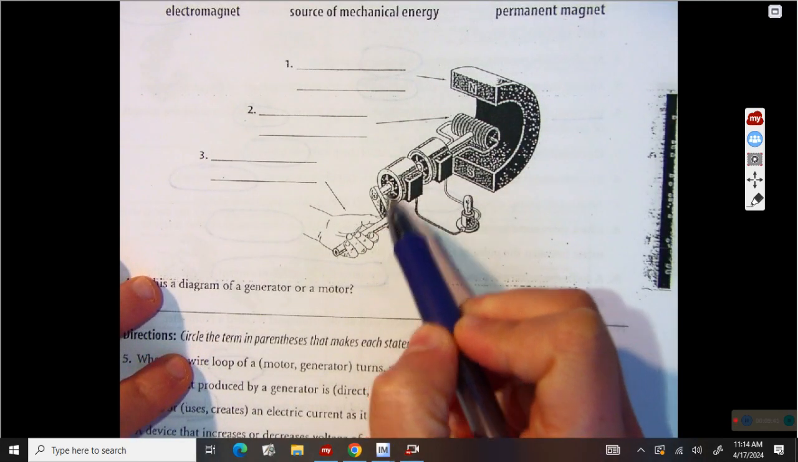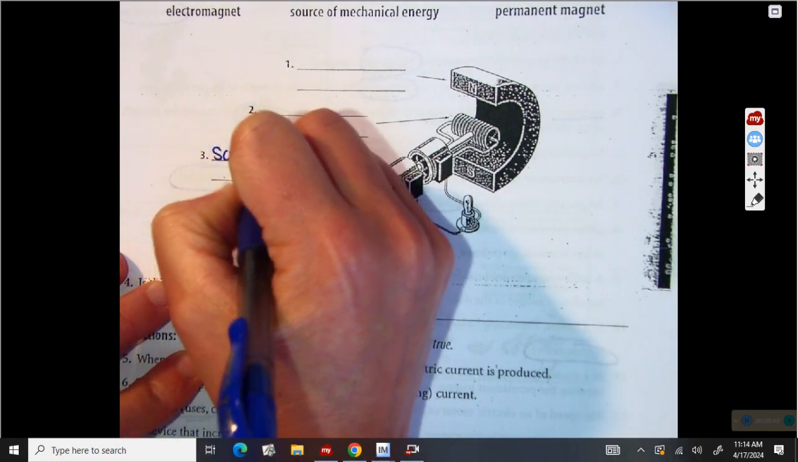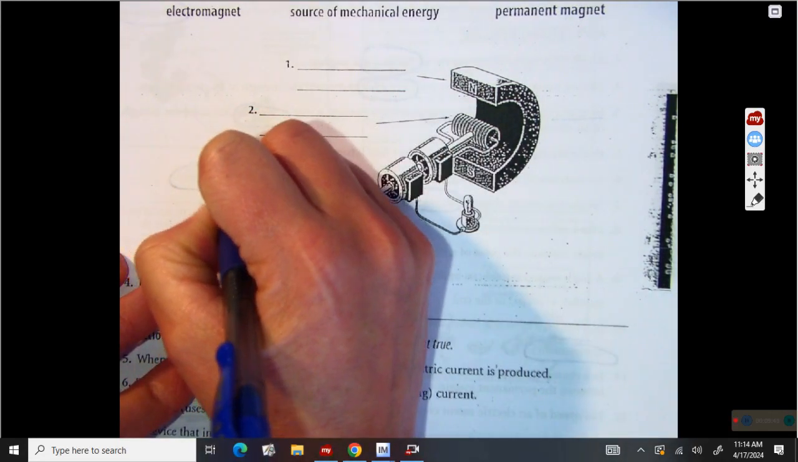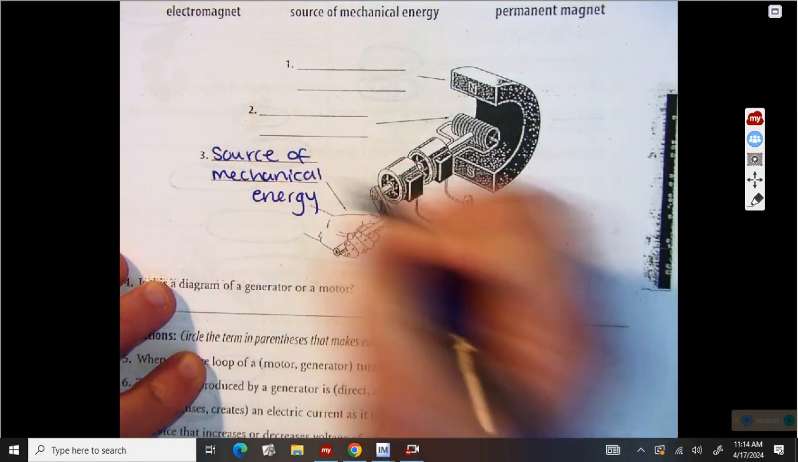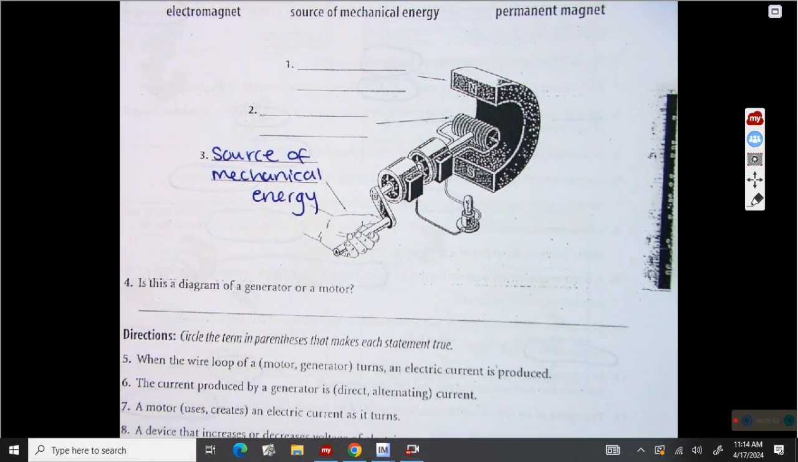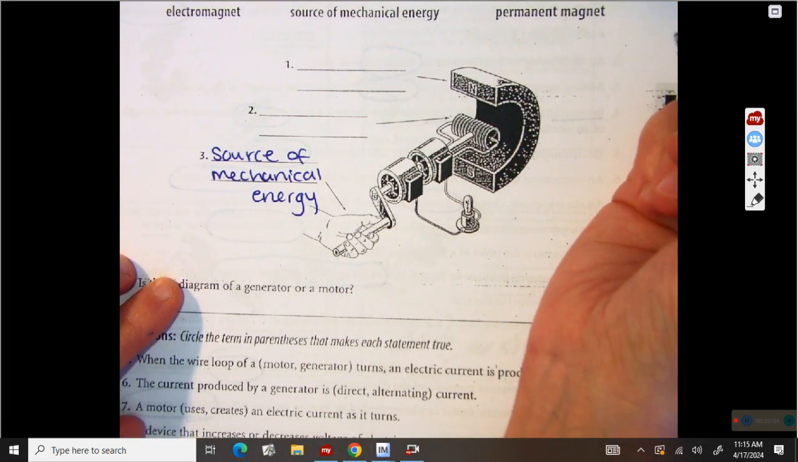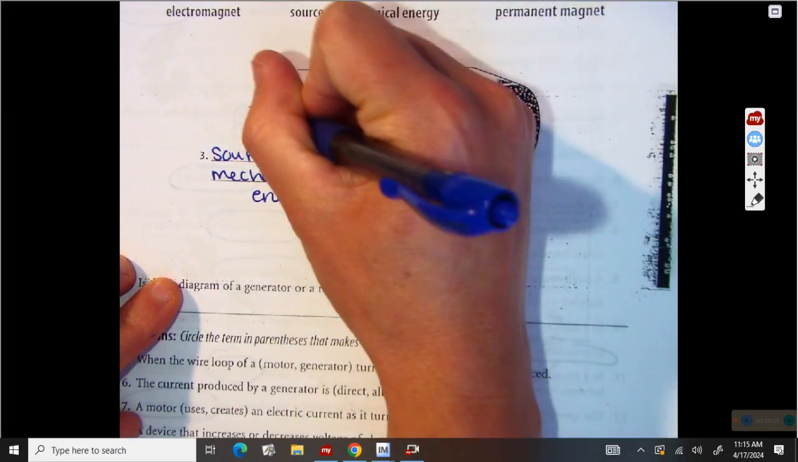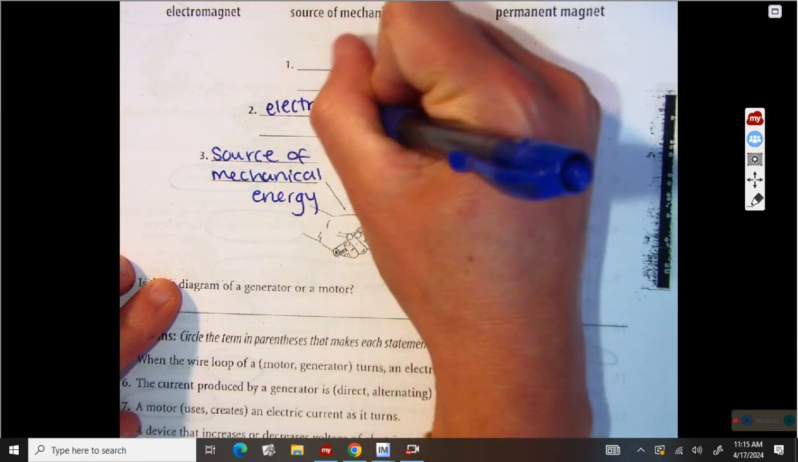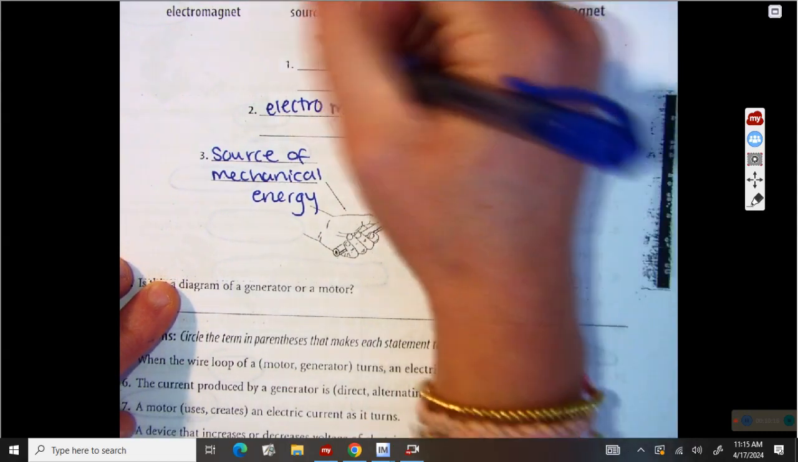I automatically know that if we're rotating this first using mechanical energy, this is the source of mechanical energy, then I know that this is going to be a generator. We're not using a battery like we use in a motor. We're using mechanical energy, which is a sign that it's a generator. Now our electromagnet is the metal wrapped in wire, so that's going to be our electromagnet. And then lastly, our permanent magnet is the one that stays fixed on the outside.